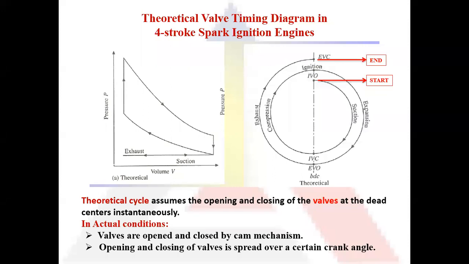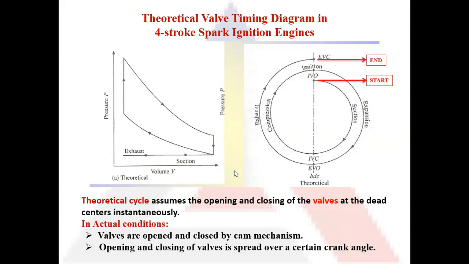Okay, the next topic is the valve timing diagram. A valve timing diagram is a diagram that depicts the various phases of one cycle of a 4-stroke engine or a 2-stroke engine. Here we have the valve timing diagram that is developed from the PV diagram of a 4-stroke petrol engine or spark ignition engine. Here we have the diagram of an ideal cycle or theoretical cycle.